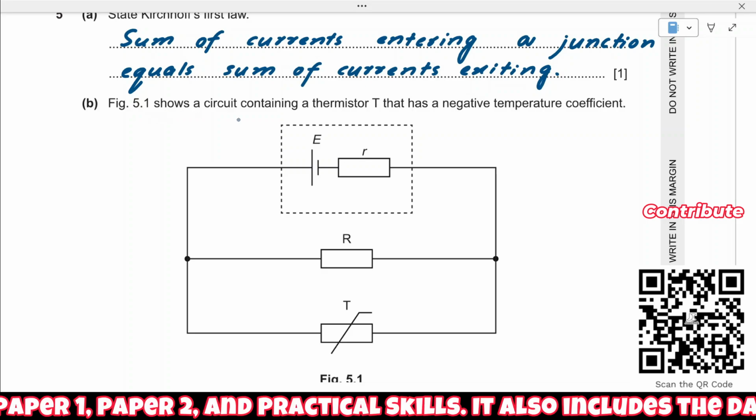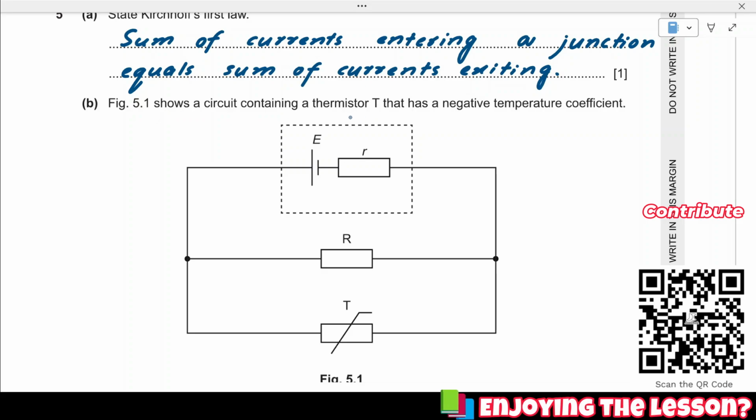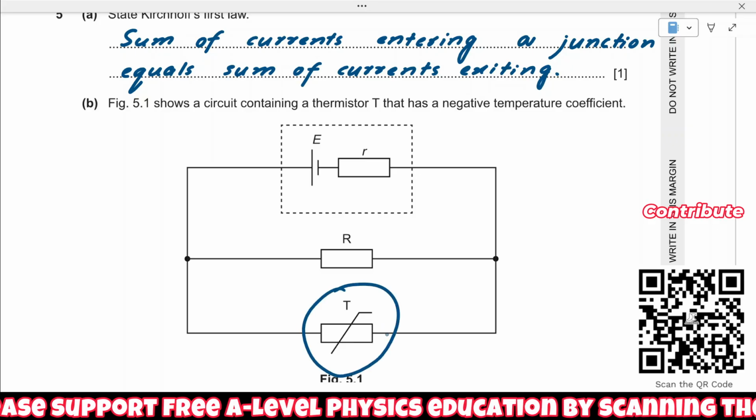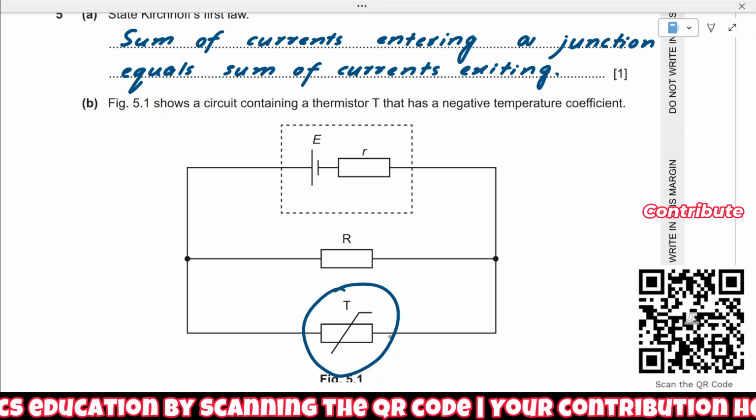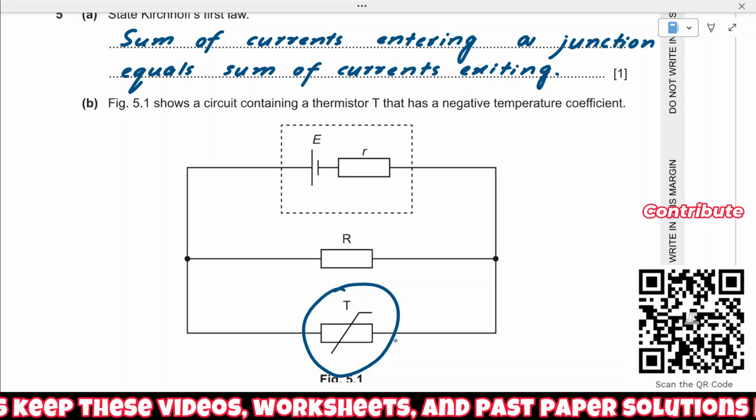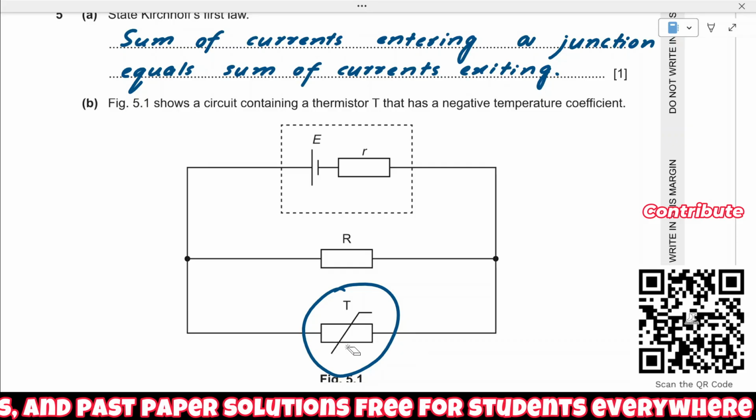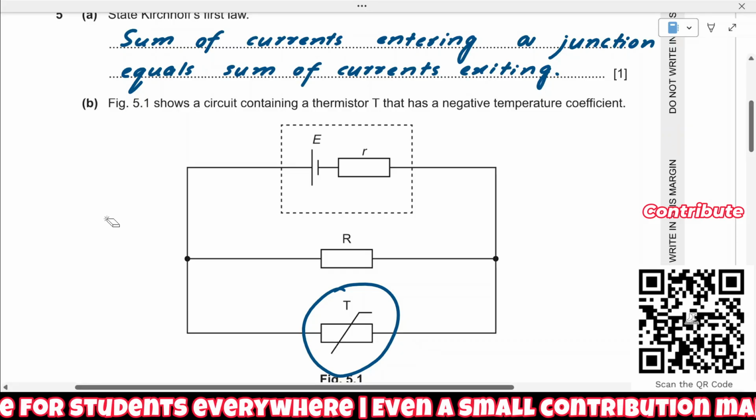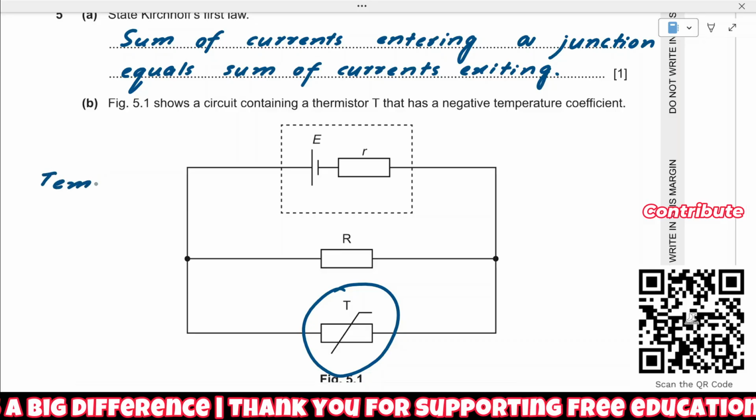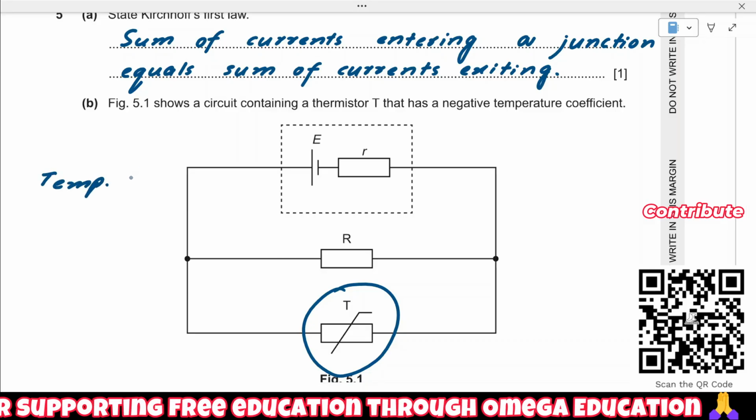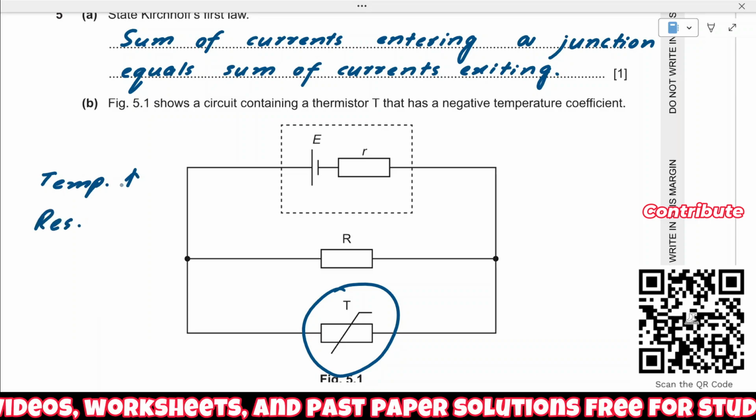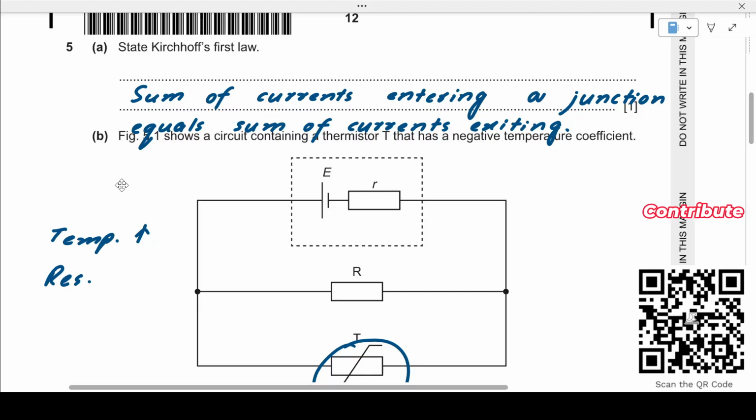Figure 5.1 shows a circuit containing a thermistor. Now, what is a thermistor? This is a symbol for a thermistor. A thermistor is a type of variable resistor in such a way that if the temperature increases, the resistance of the thermistor drops. So a thermistor is a temperature controlled resistor. If the temperature increases, the resistance of the thermistor will decrease.